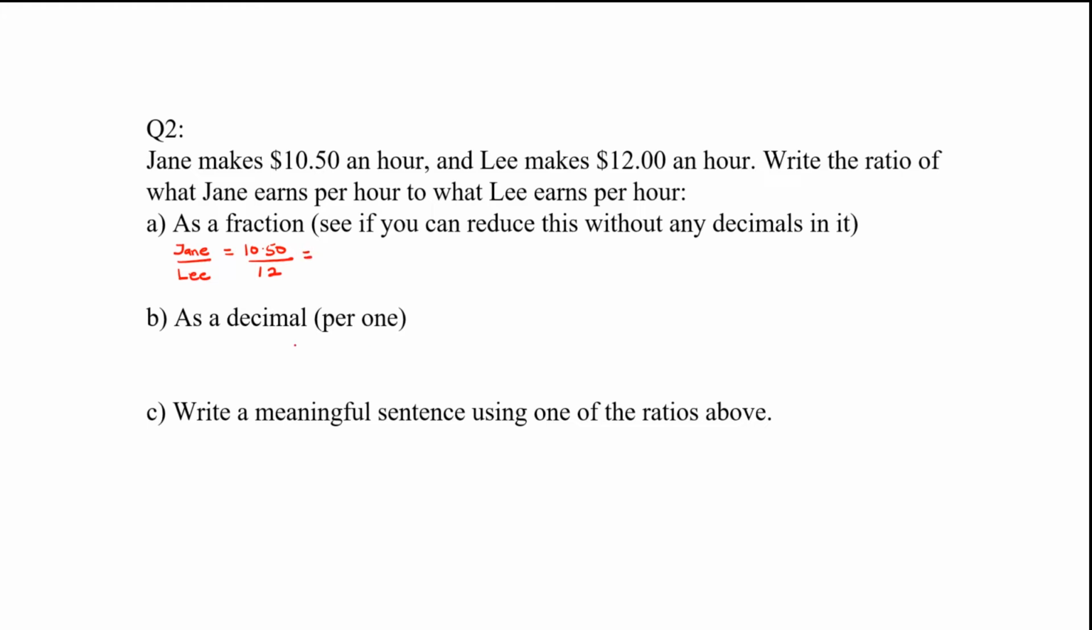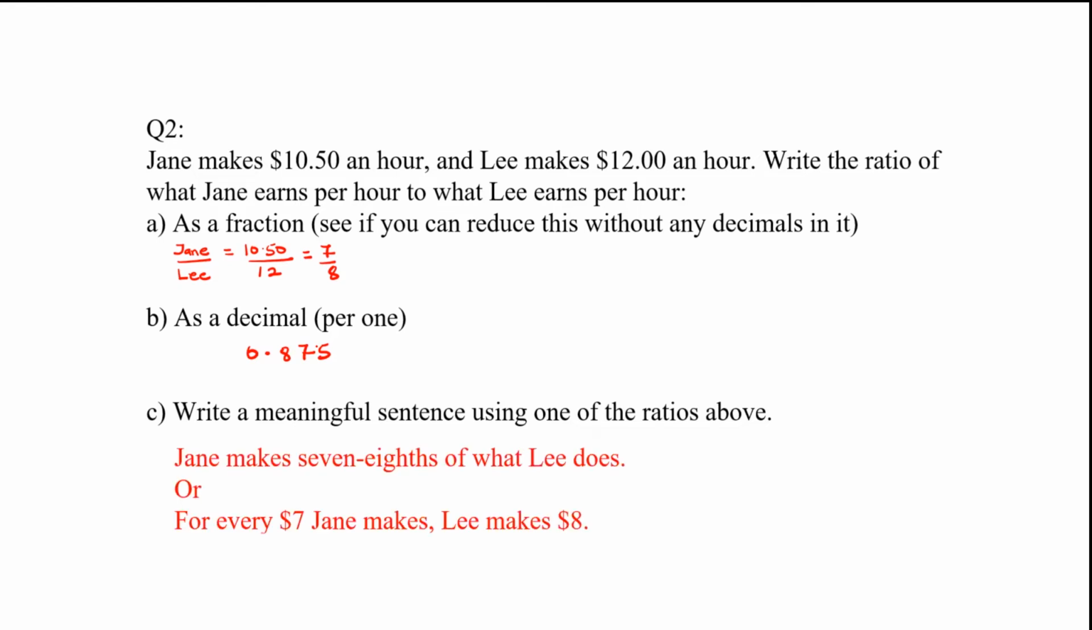So as a fraction, this becomes 7/8. And as a decimal, this is 0.875. And so we can write meaningful sentences by saying that Jane makes 7/8 of what Lee does, or for every $7 Jane makes, Lee earns or makes $8. These are the various meaningful sentences we can write.